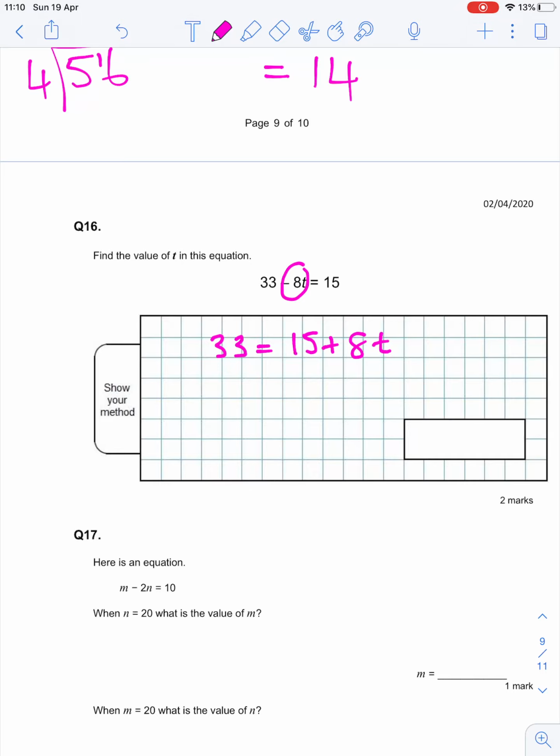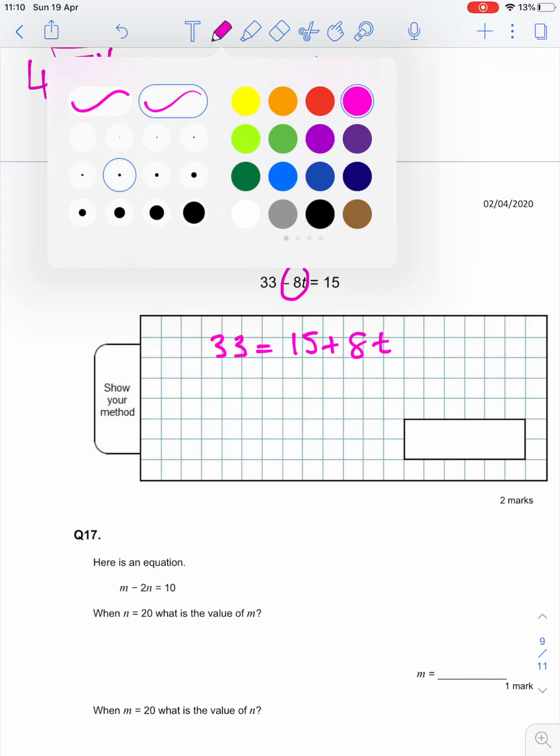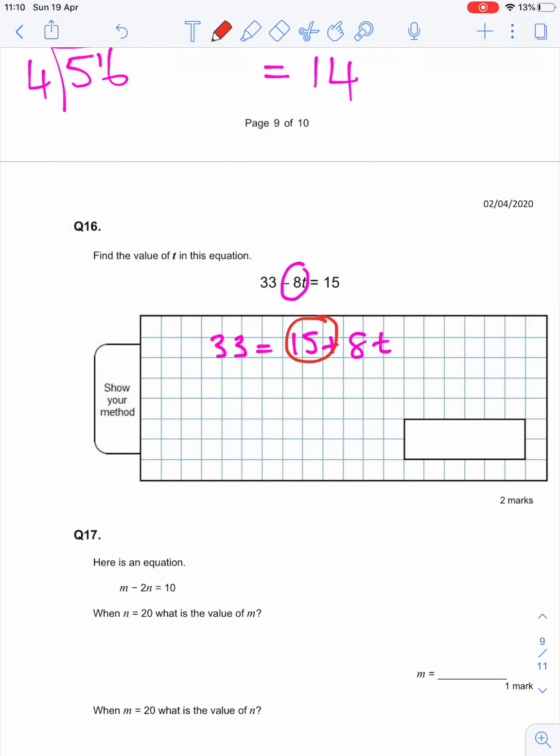Because now I can take away the 15 from both sides and still be left with a positive number over here. So as we said, 33 take away 15 gives you 18 equals 8t. I've got terribly clashing numbers, for which I do apologise. Then we have 18 divided by 8 equals t. And like we said, it's 2.25. 18 divided by 8 is 2.25.